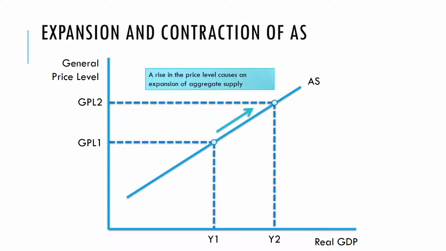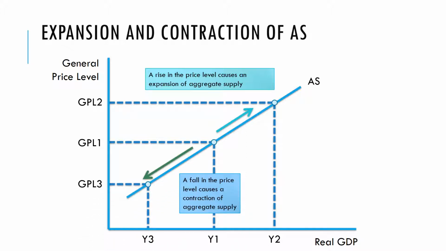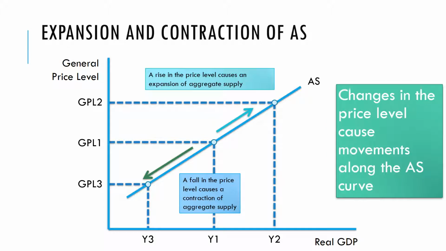Let's imagine actually there was deflation and the price level fell. In that scenario, we would have an opposite effect. We would have a contraction of aggregate supply, as at a lower price level, firms within the economy, producers within the economy, would plan to produce a lower level of output. So we would call this a contraction of aggregate supply. So a quick reminder, changes in the price level cause movements along the AS curve.